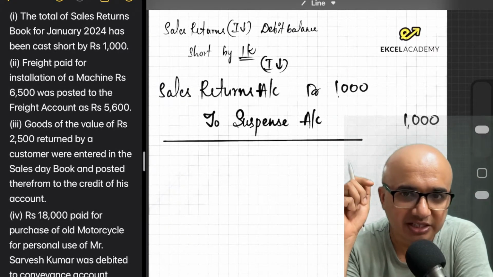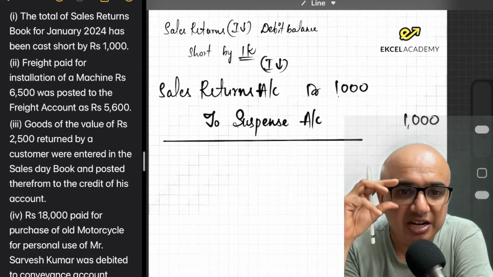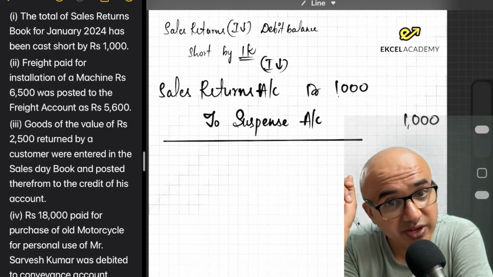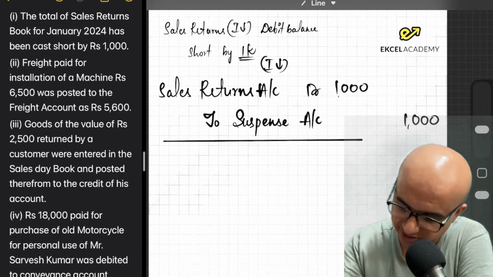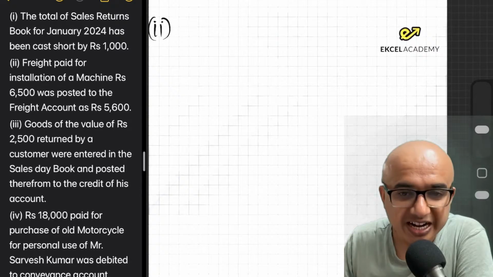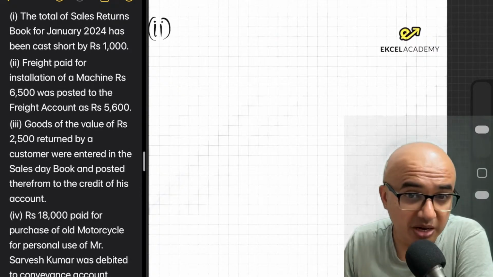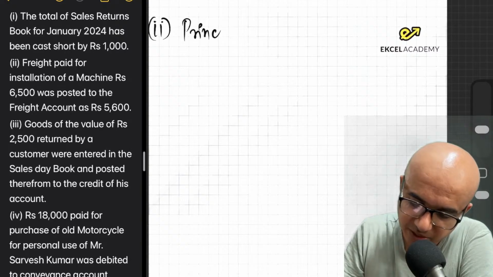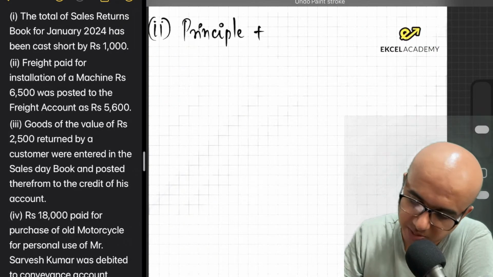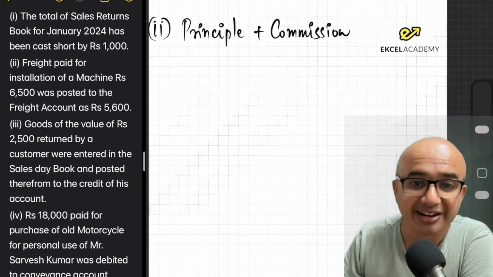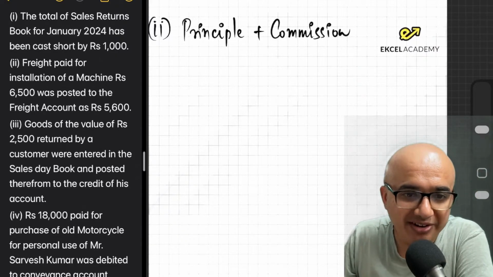Next, adjustment number 2. Freight paid for installation of a machine, rupees 6500, was posted to the freight account as 5600. Clerical error. Let's see. Adjustment 2: freight paid for installation of a machine. There are multiple errors. Oh, there is an error of principle also. Error of principle plus error of commission. Both errors are here.